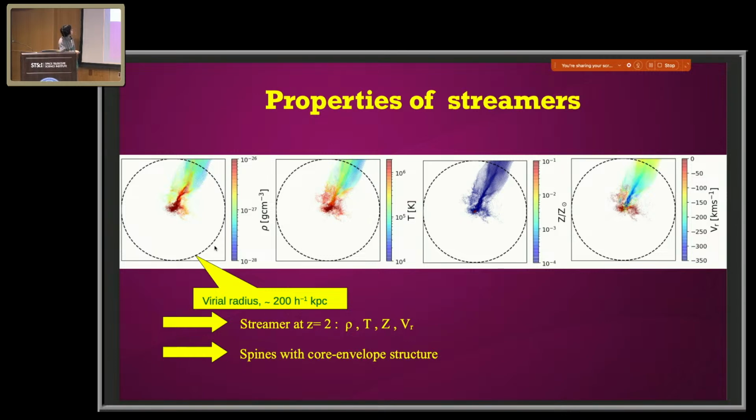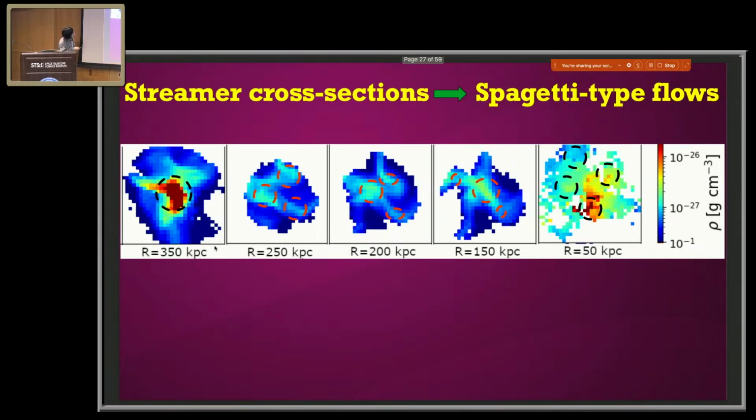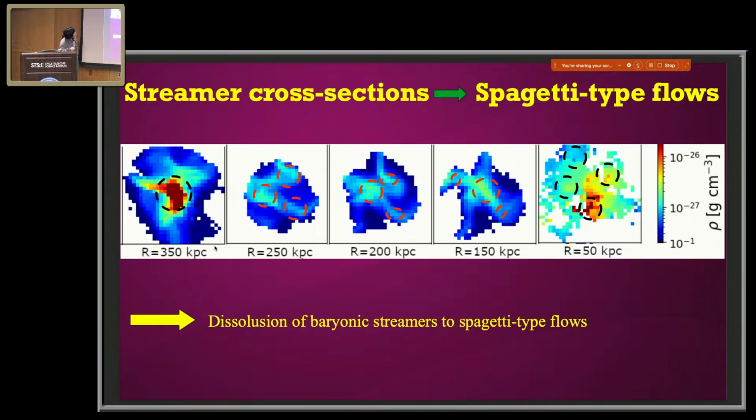To look at this more carefully, we also plot a cross-section projection at each radius from left to right. We have the radius outside the Weyl radius at around 350 kiloparsec and close to a galaxy at around 50 kiloparsec. By the way, it's colored with the density. From here, you can see that on the outside, you have a quite high density core structure in the center. Then when it goes in, it splits into several, something like spaghetti flows. And finally, when you get close to the galaxies, this structure is not so obvious.